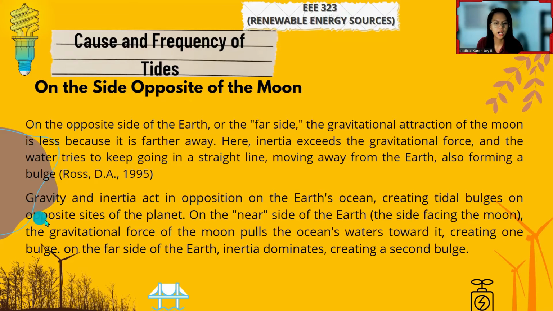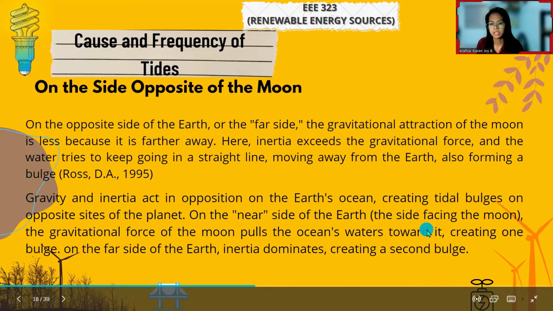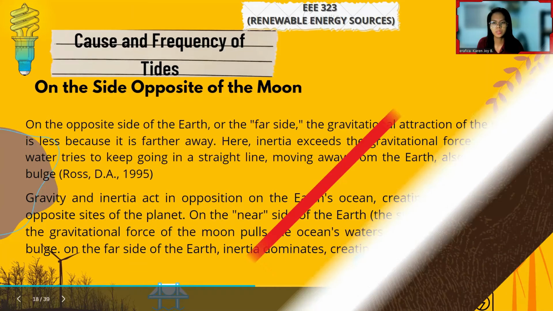Gravity and inertia act in opposition on the Earth's ocean, creating a tidal bulge on opposite sides of the planet. On the near side of the Earth, o tinatawag nga natin the side facing the moon, the gravitational force of the moon pulls the ocean's waters towards it, creating one bulge. On the far side naman, or the opposite side, inertia dominates, creating a second bulge.